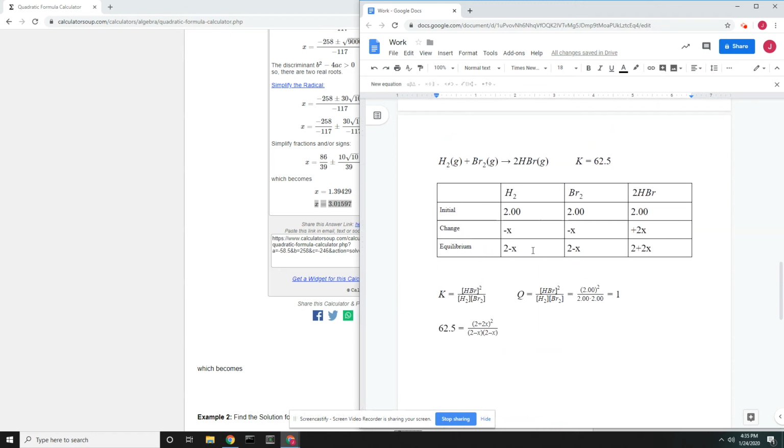Then if I want to know my actual concentrations, I end up getting 0.61 molar for my reactants and 4.78 for my products.